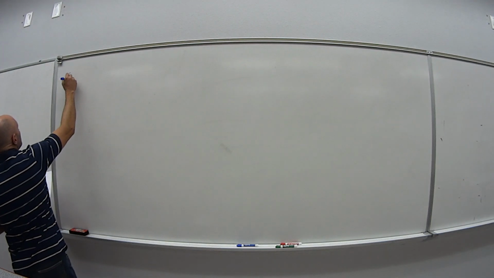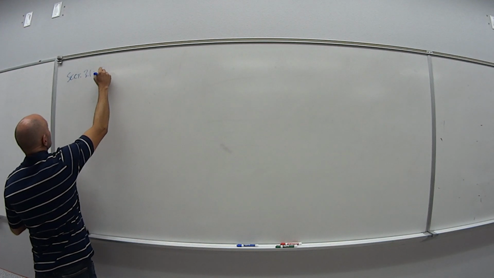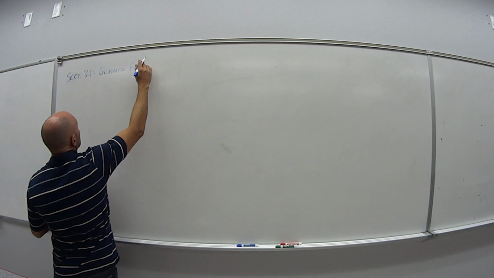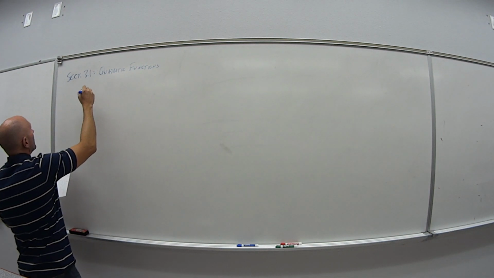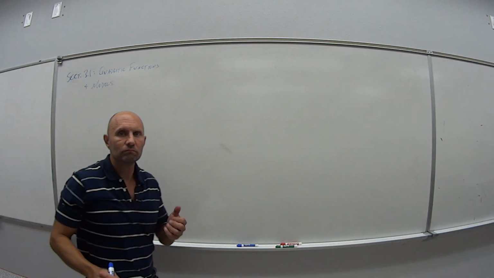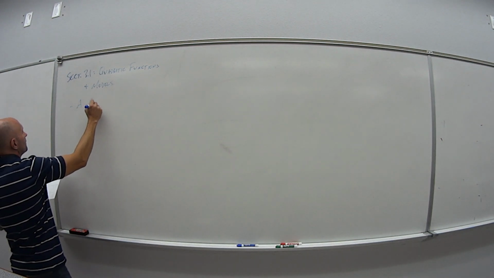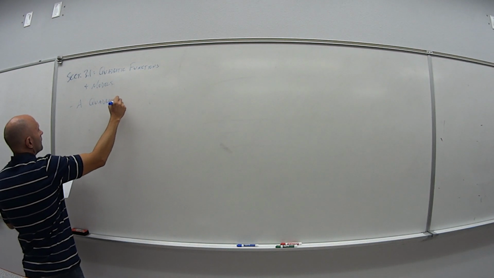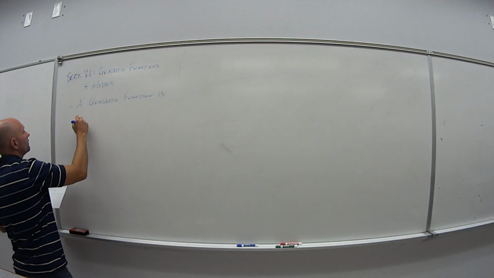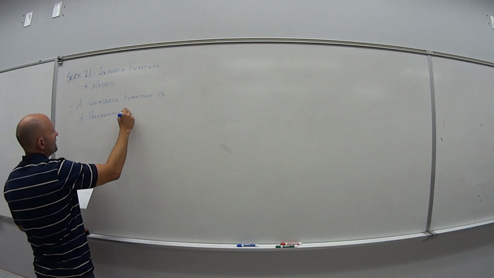In Section 3.1, we're going to be looking at quadratic functions and models. So, let's look at a few definitions before we start here. First off, a quadratic function is a polynomial of degree 2.